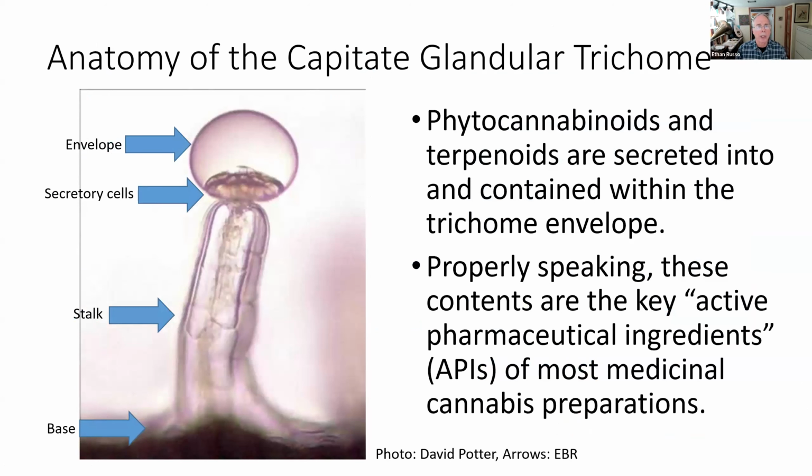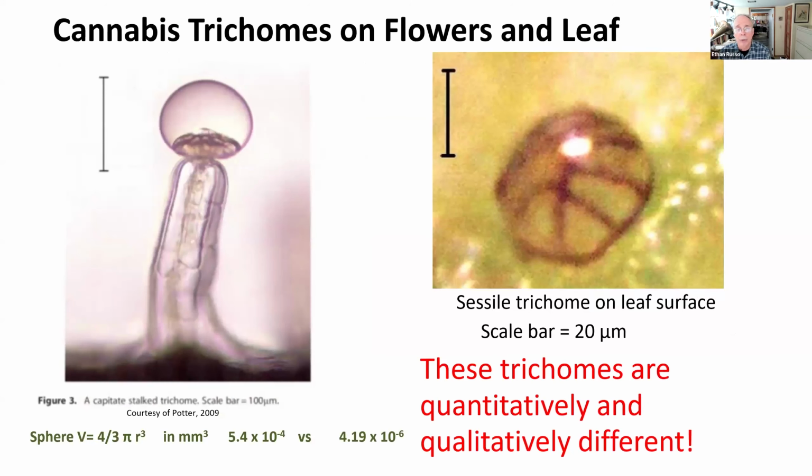Where this is produced best is in the unfertilized female flower, what's called the capitate glandular trichome. So this is on a stalk that supplies nutrition from the plant to the secretory cells that elaborate cannabinoids and terpenoids within an envelope in this spherical area. So, properly speaking, it is these capitate glandular trichomes that provide the active pharmaceutical ingredients or APIs of most medicinal cannabis preparations.